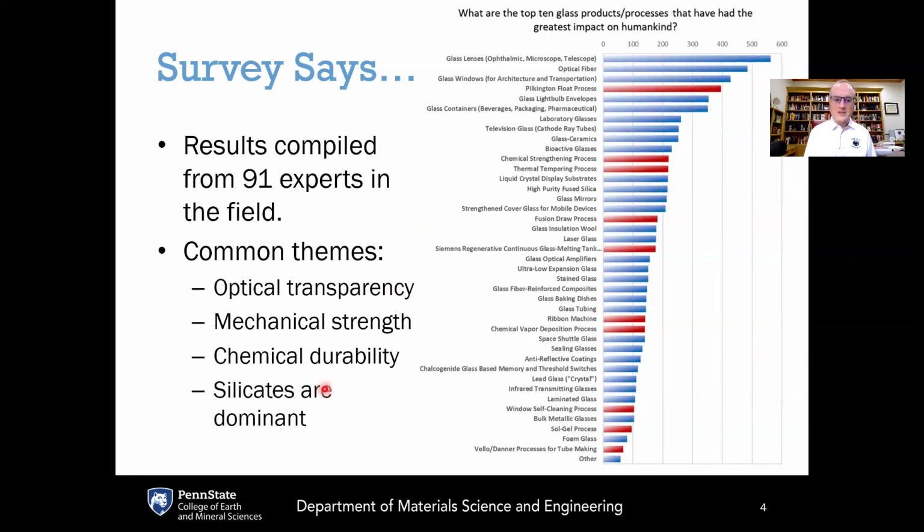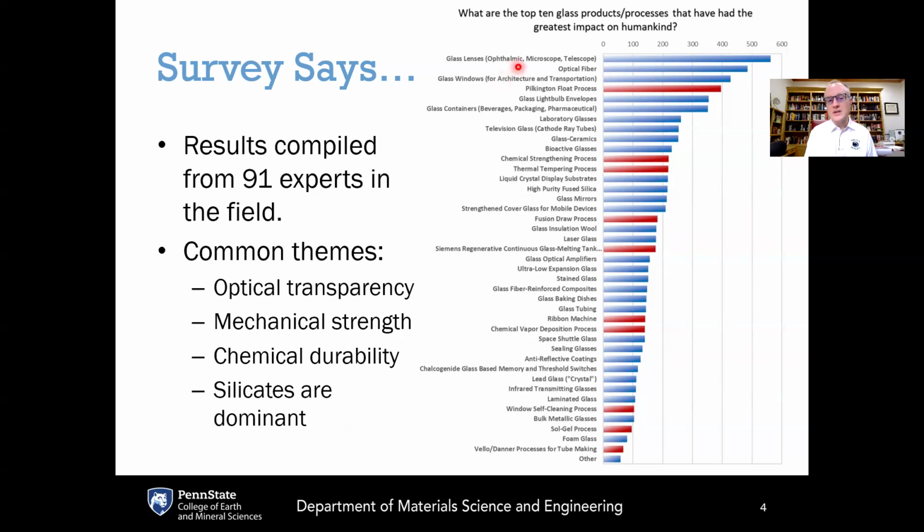And finally, from a glass compositional point of view, one of the common themes is that silicates are dominant. What we're going to learn in this course is that it is possible to make glasses out of any liquid, provided that you cool it fast enough. But we're going to focus more time than on any other family on silicate glasses because those are the ones that have been most transformative.